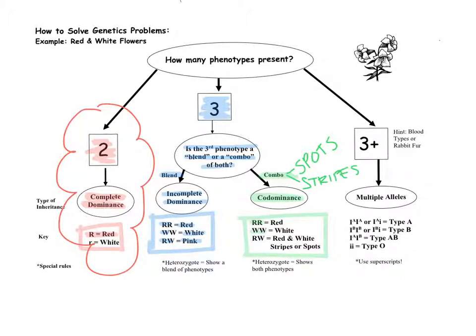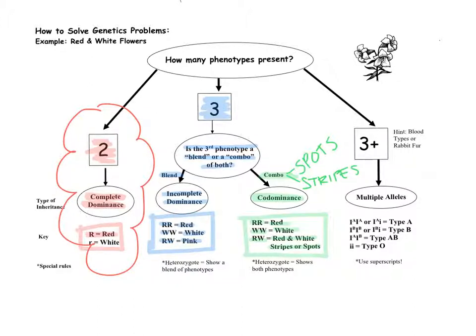The key looks very similar to the incomplete dominance key. We're using all capital letters, two different capital letters. We've got two big R's red, two big W's white, and then the heterozygote, big R, big W, is showing the red and white stripes or spots. Make sure you write your key out where you list all three genotypes and you list all three phenotypes for both of these types of problems.